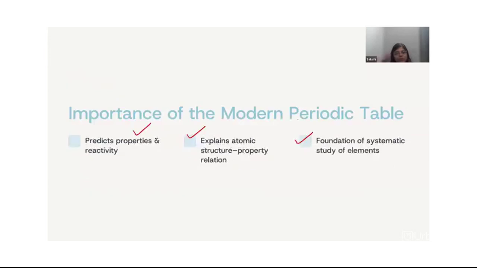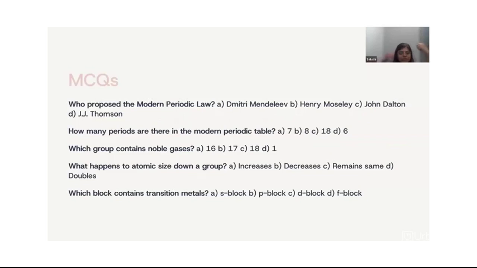Okay, so before ending the class, let us just revise the main points. What is the main point? In the modern periodic table, the elements are arranged in the increasing order of the atomic number, right? And there are 18 groups and there are 7 periods. That is what we have to remember. And all of these elements are classified into S block, P block, D block, and F block. And then there are certain trends, and today we saw 2 trends, that is about the atomic size and the ionization enthalpy. Let us see some questions.